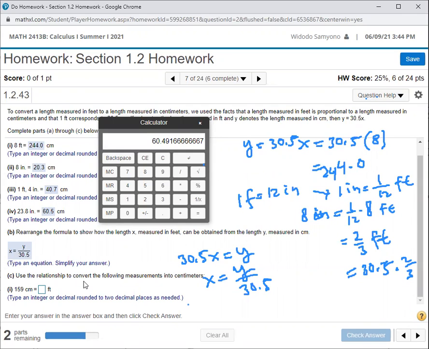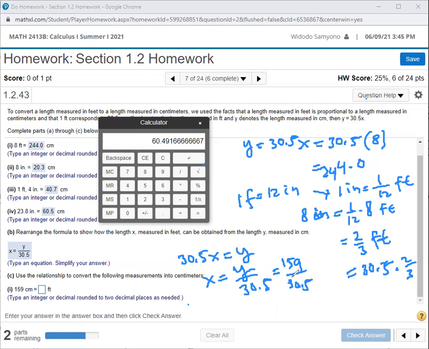So the next problem is use the relationship to convert the following measurements. Okay. Yeah, so you can use this formula, right? So simply what here? So if you have, simply divide 159 by 30.5, right?